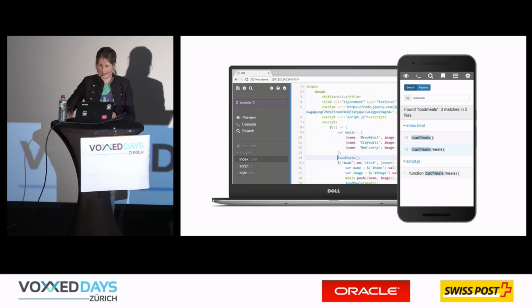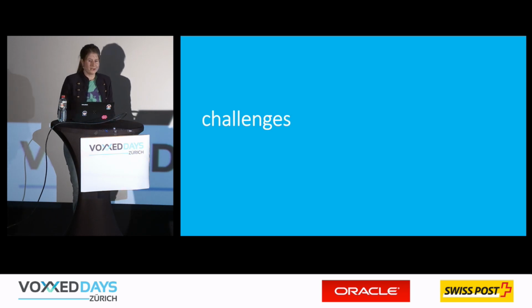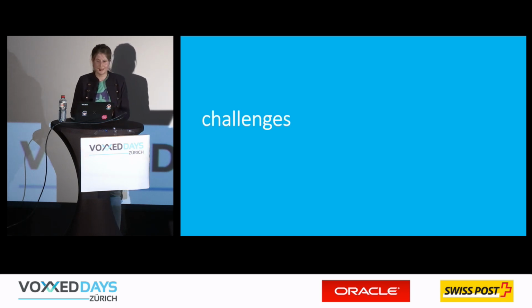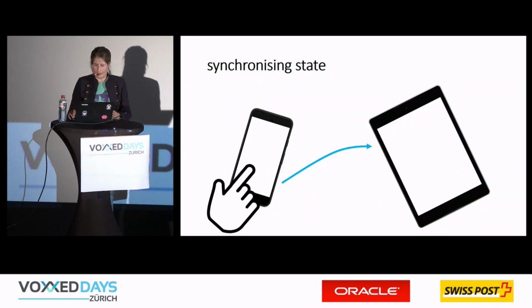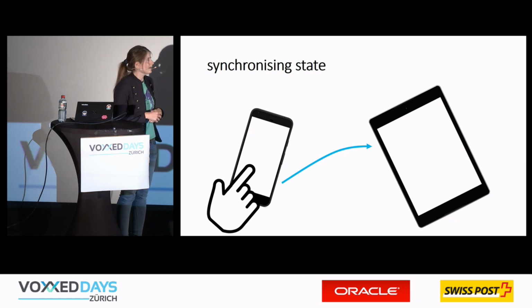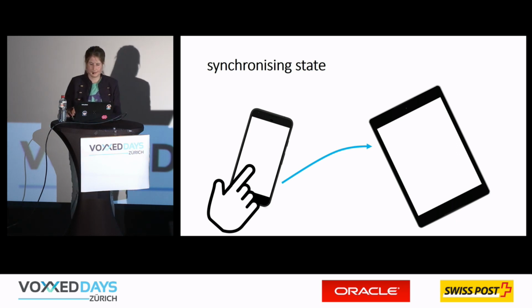So these were the 3 applications that I wanted to show you. And now I want to talk about challenges, because when building these, you'll probably run into challenges, because at least we had some challenges building them. So one thing we have to take care of is synchronizing state across the devices. So if you click something on the phone, this may have an impact on the tablet, and you somehow have to communicate this across the devices.